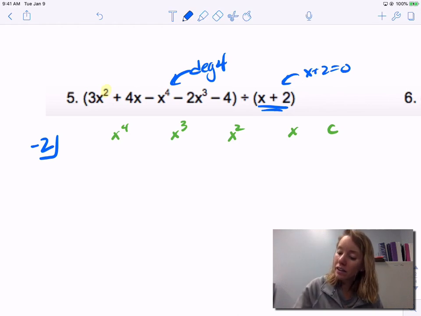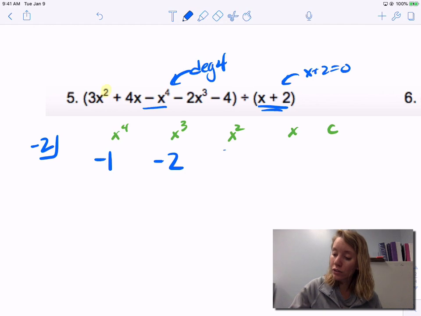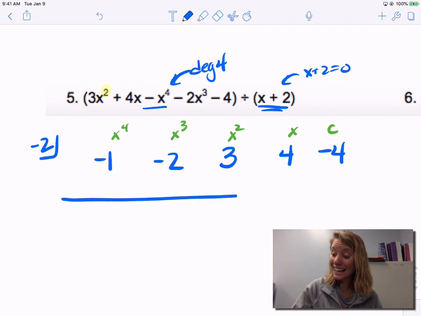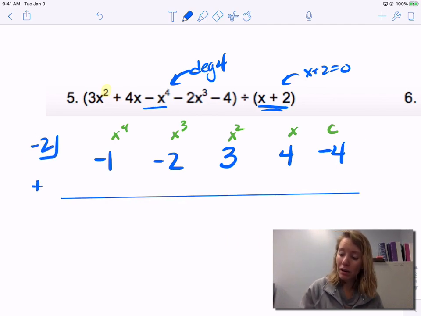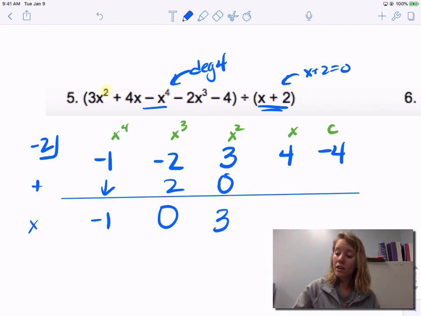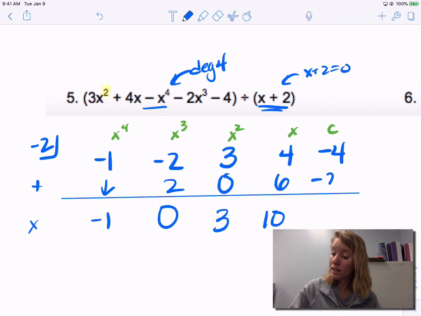And then my coefficient on the x to the 4th term is negative 1. Notice there's a negative with it. And then negative 2 for x cubed, 3 for x squared, 4 for x, and negative 4. That's a lot of numbers, but it's going to work just the same. Add above the line, multiply below the line. So bring down the negative 1, multiply, get 2, 0. Multiply, negative 2 times 0 is 0. Add, negative 2 times 3 is 6. Add, I get 10. Negative 2 times 10 is negative 20. And then I get negative 24.